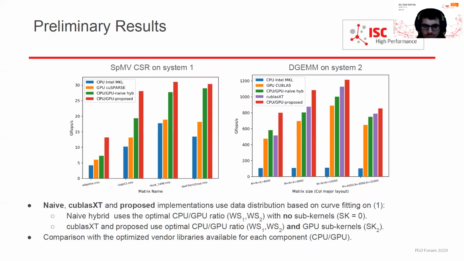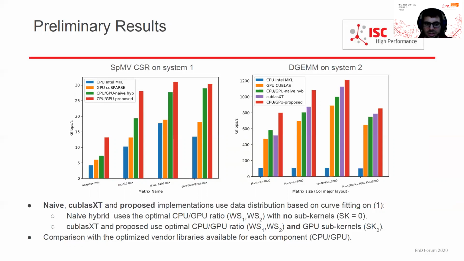Then we implement the whole proposed pipeline for 2 scenarios, an SpMV CSR execution on the first system and a dense matrix multiplication on the second system, and compare them with optimized vendor libraries which were available for these cases. For our implementation, we used curve fitting on equation 1 to get the optimal CPU and GPU ratios as different units for the CPU and GPU. And in the case of the red proposed bar, also to find the subkernels for the optimal communication and computation overlap. We also use the same values for cuBLAS-XT, which is already a hybrid library given by Nvidia for its cards, and we compared all this.